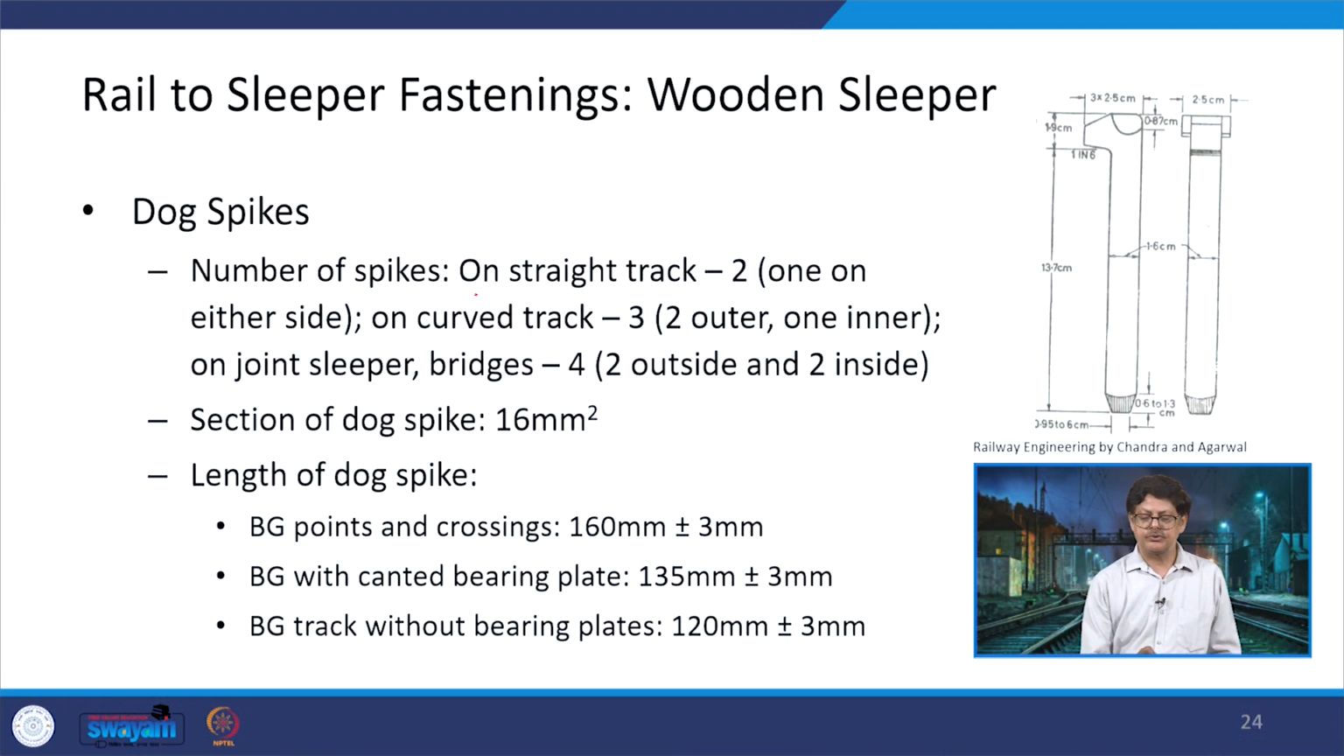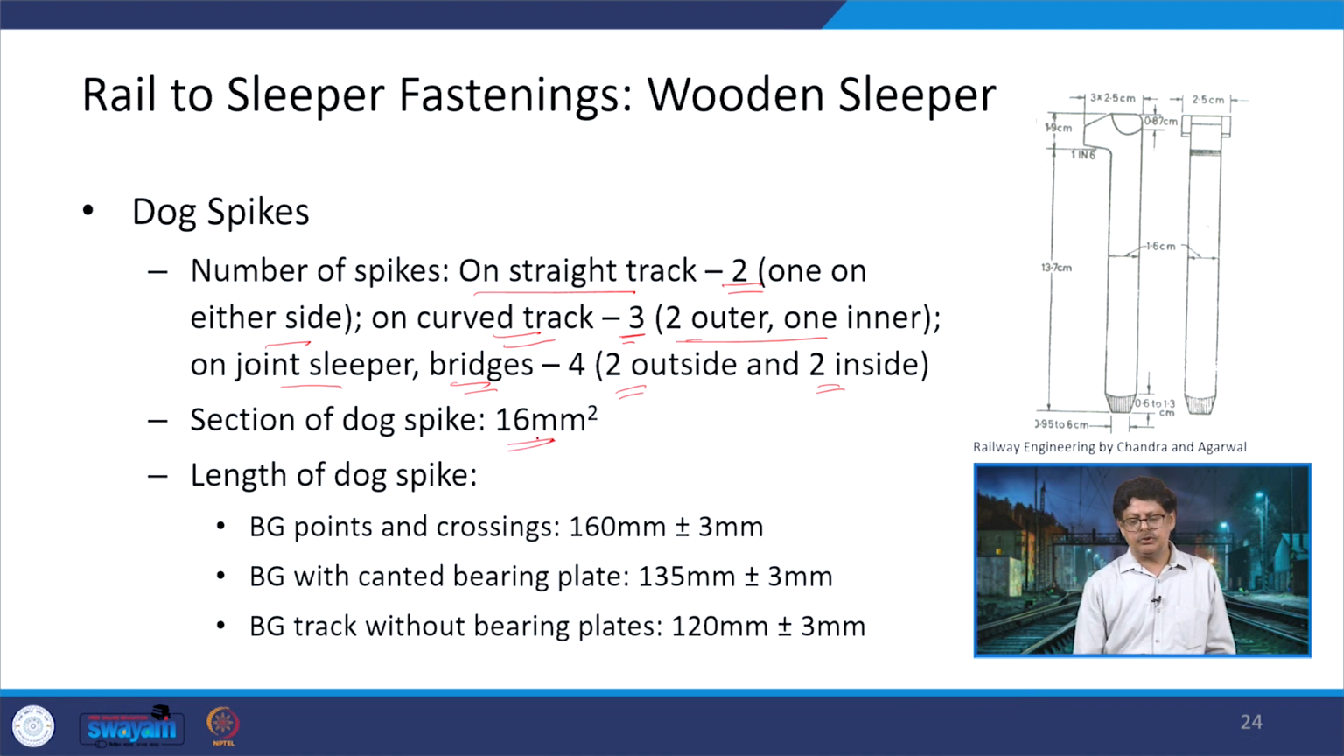The number of spikes on a straight track is 2, 1 on either side. In the case of curved track, there are 3, 2 on the outer side and 1 on the inner side. In the case of joint sleepers or bridges, there are 4, 2 outside and 2 inside. So these are the numbers required when you are using dog spikes.